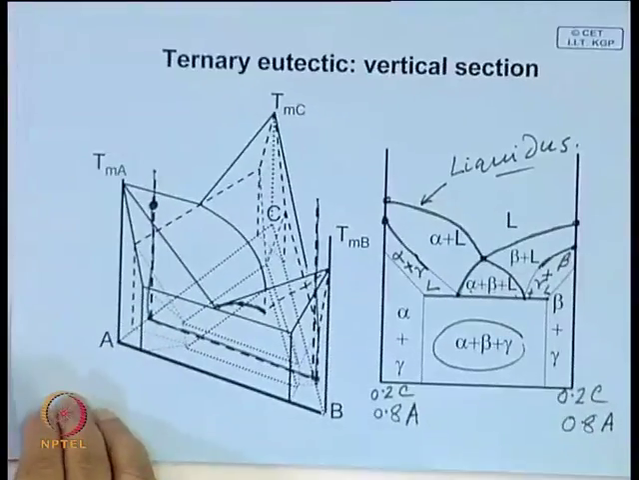But the problem comes: real systems are never just binary or ternary. Even for any simple alloy you take, you may have 3, 4, 5 alloying elements present. In that case, how do you extend that concept to higher order systems, where the number of components will be larger than 3?